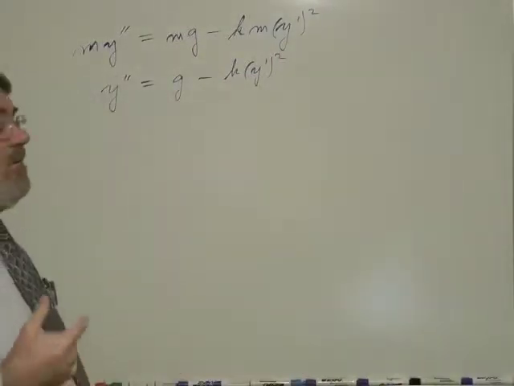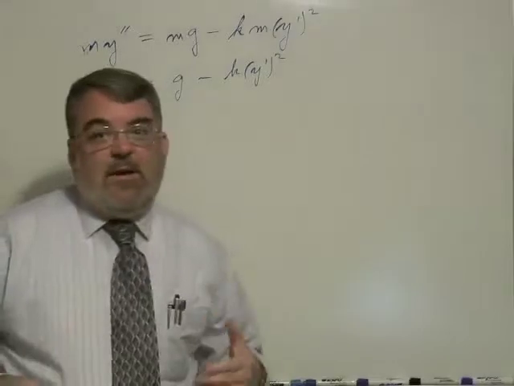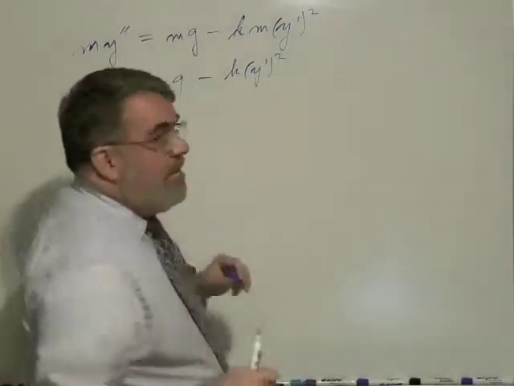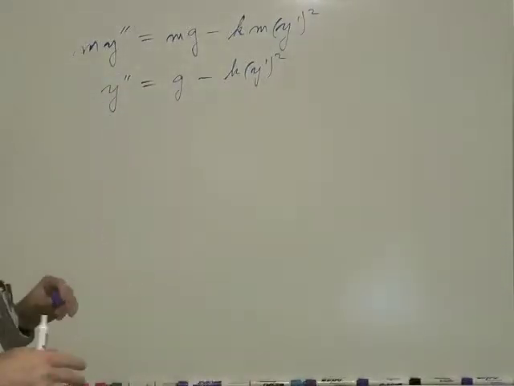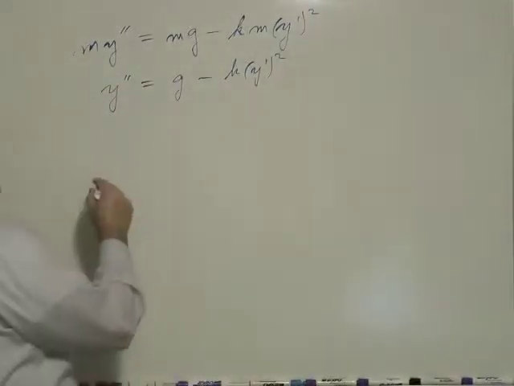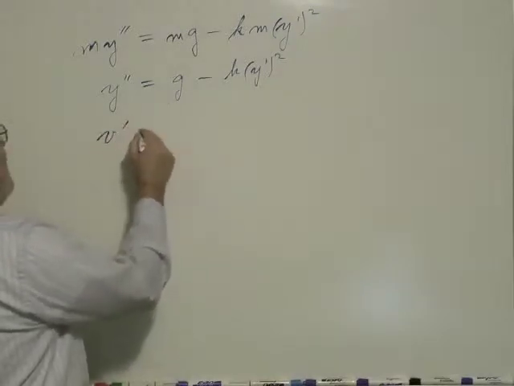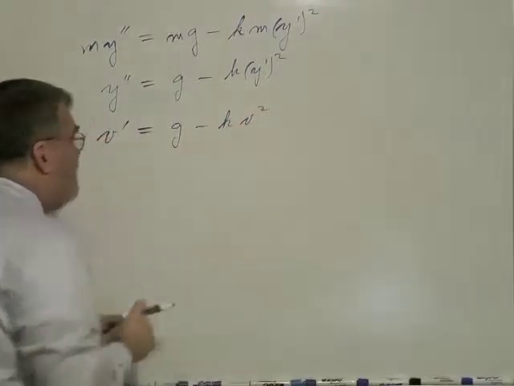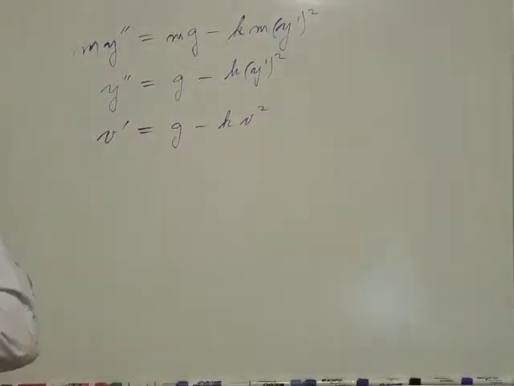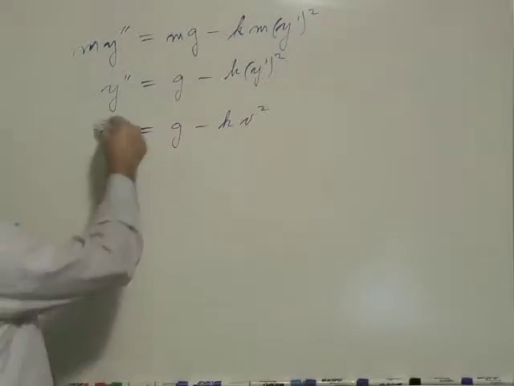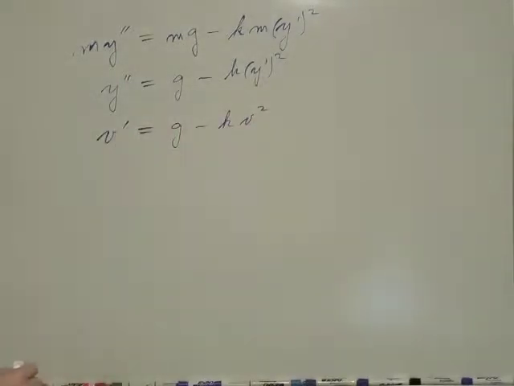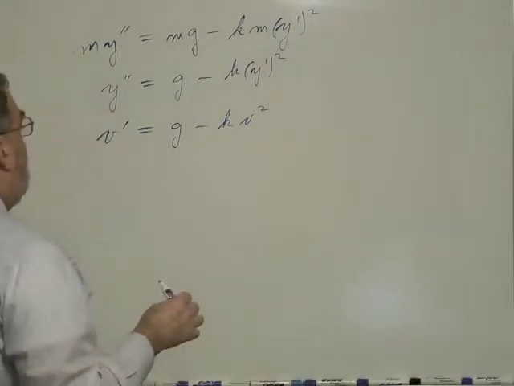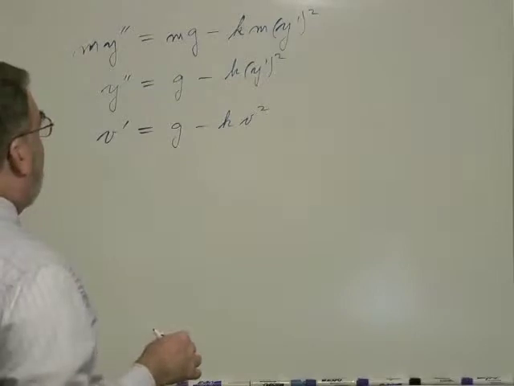And like before, I'm going to work this as a first order equation rather than second order, using the fact that y prime is velocity and y double prime is the derivative of velocity. So I can look at this as v prime equals g minus k v squared. So there you have it. Now, this is kind of our basic equation we're going to solve. And this one's going to get pretty messy, and you'll see that as we start to proceed here.